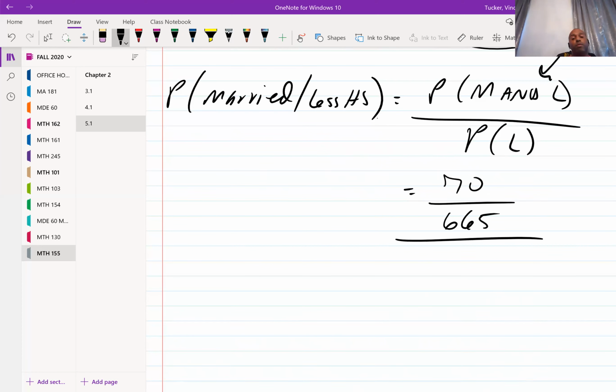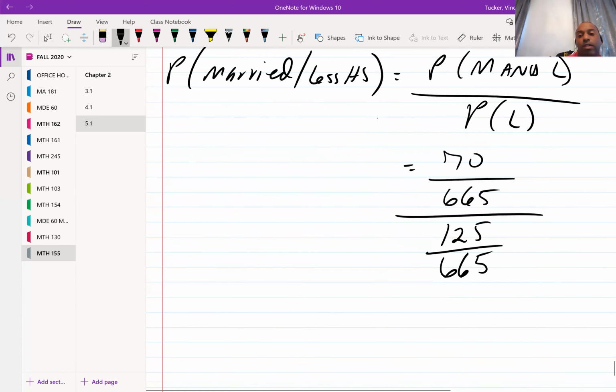That's our sample space. Remember, we talked about that last class, and I believe the previous class as well: sample space, that big number, that total number of all outcomes. And then the probability of someone having less than a high school diploma. Remember, that was 125. So that's 125 over that same 665, because that number didn't change. Same group of people. And so now we can see how that still is going to work out for us.